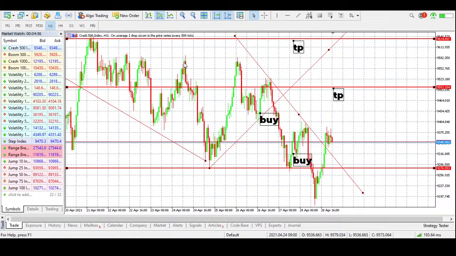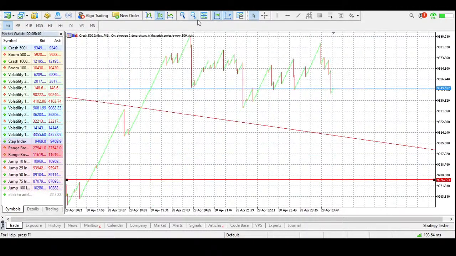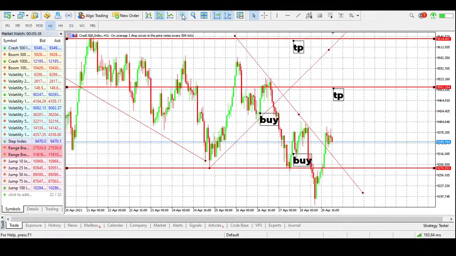And this is why personally I don't like to set my TP too far away. Now let me tell you what's going to happen if the market doesn't move up. This crash 500, because I just saw a spike here. If it doesn't move up immediately, it's consolidating, it's ranging. Let me go to H1 and show you what's going to happen.